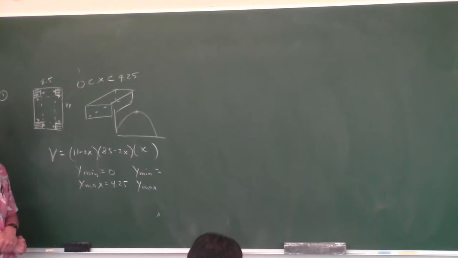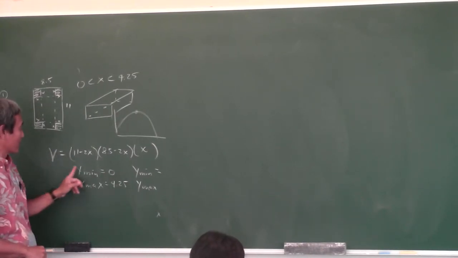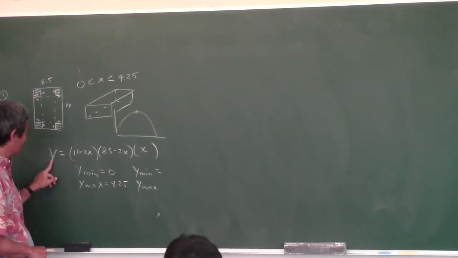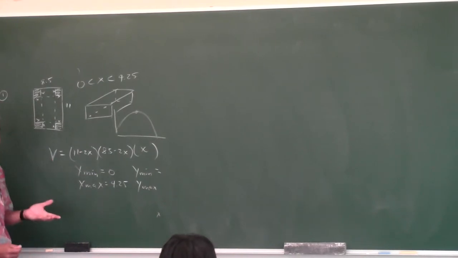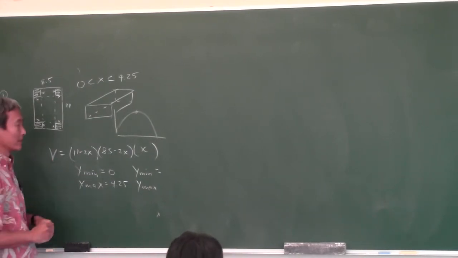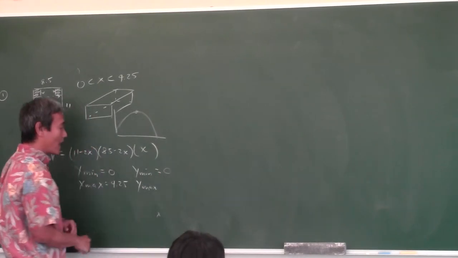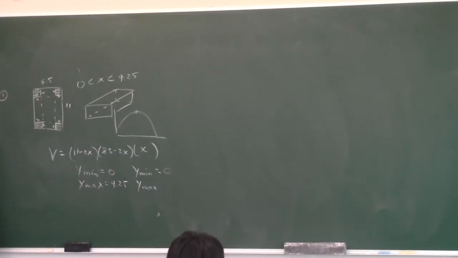So what do you think we're going to set? What does y represent anyway, by the way? I'm pointing to it. Volume. The volume. You think the volume can be negative? No. So you make y min 0, because you cannot have negative volume.